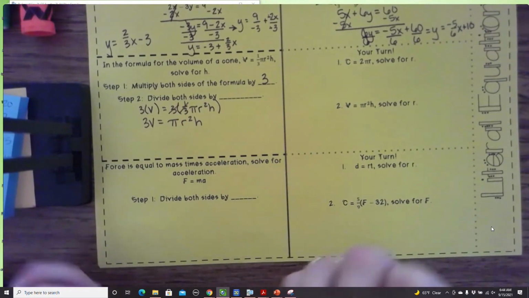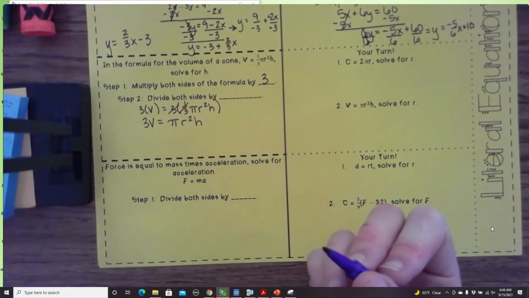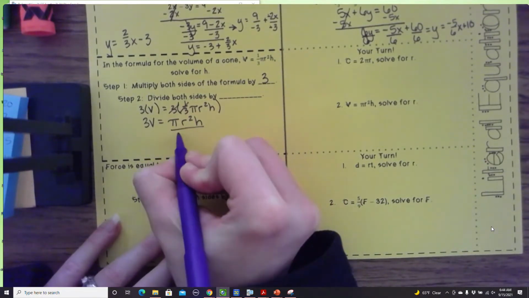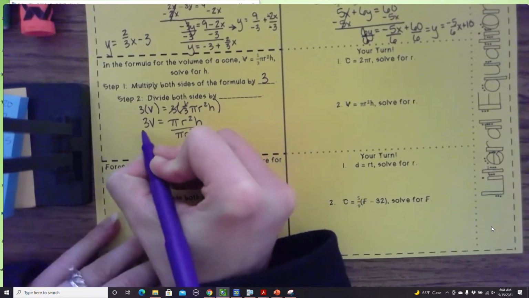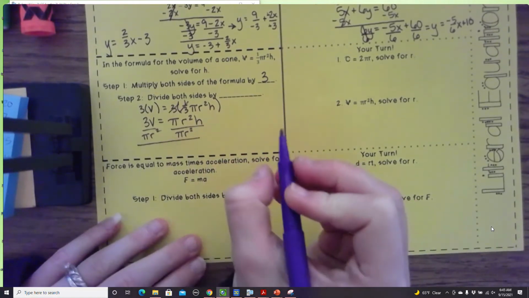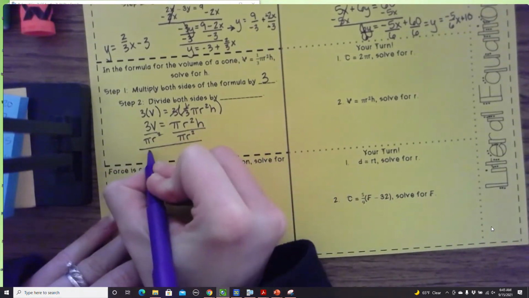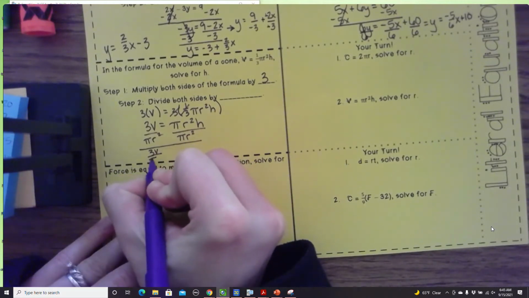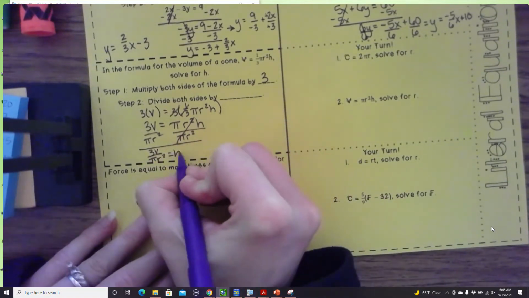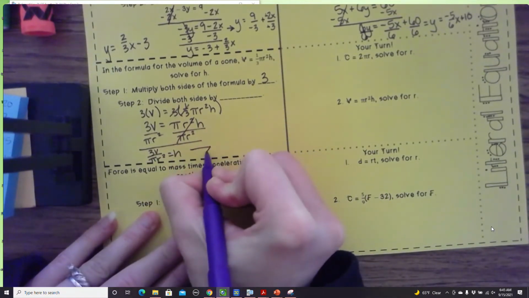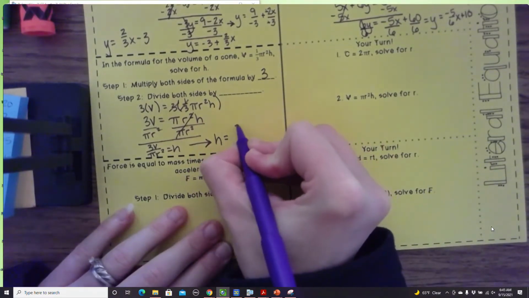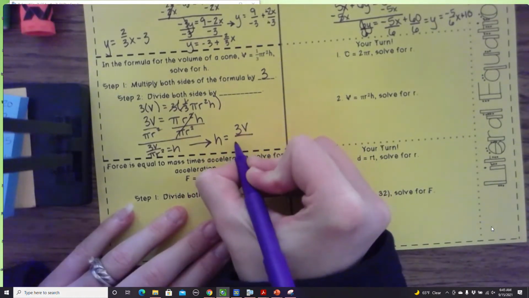Okay, so now I need h by itself. So I need to get everything away from h. So h is being multiplied by pi r squared. So I can divide both sides by that whole chunk. And so what I'm left with is 3v over pi r squared equals, this all cancels out, h. Okay, so I'll write it a little bit bigger over here. And typically whatever you're solving for, you write first, so you can just flip the entire equation.